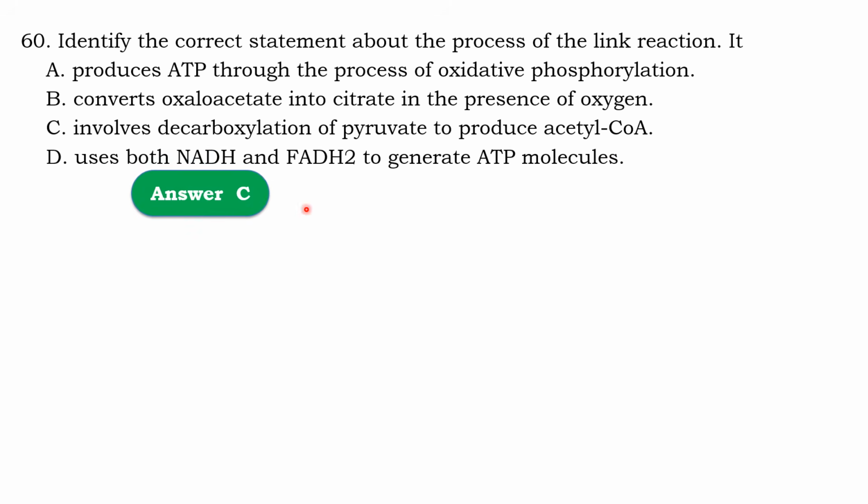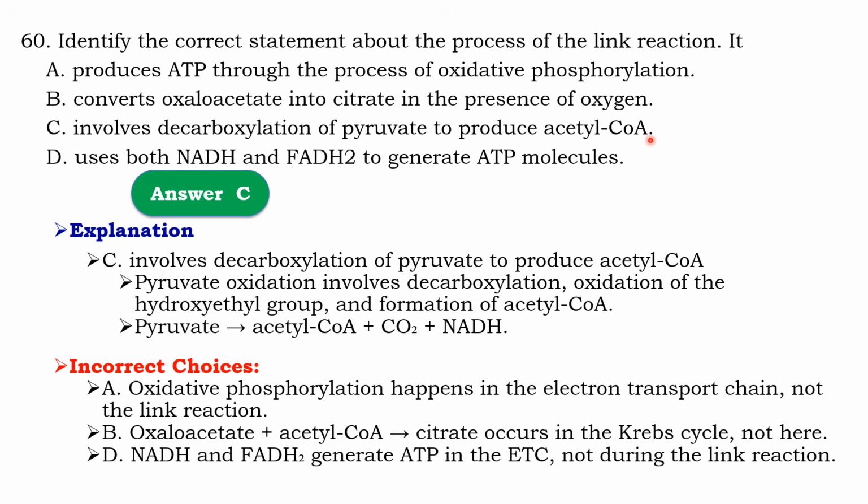So the answer should be C: it involves decarboxylation of pyruvate to produce acetyl coenzyme A. This means that pyruvate oxidation involves decarboxylation, oxidation of the hydroxyl group and the formation of acetyl coenzyme A. So pyruvate produces acetyl coenzyme A plus carbon dioxide and NADH.